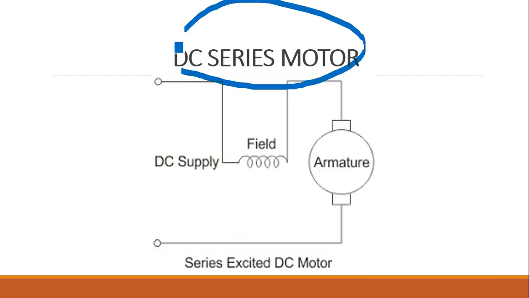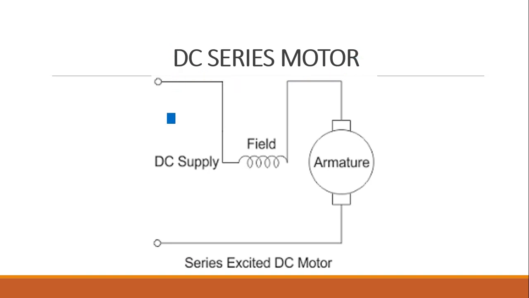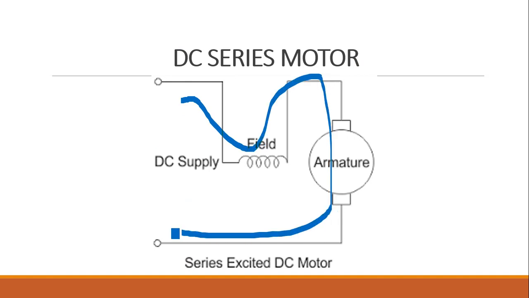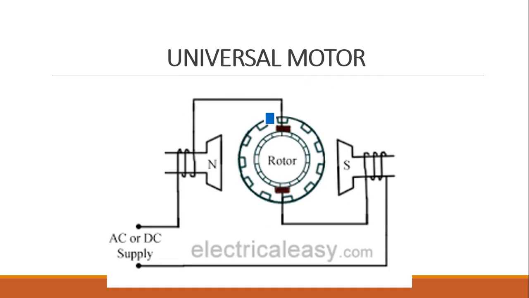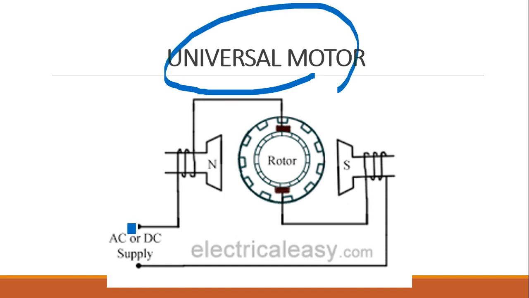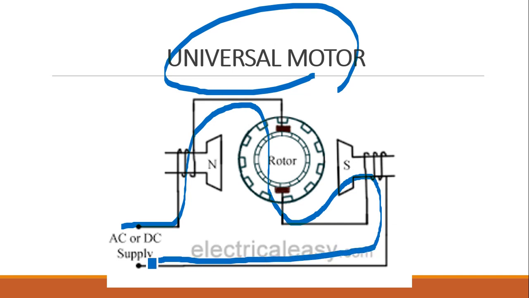DC series motor, we will be seeing the circuit diagram like this. We know a DC supply has to be given for the DC motor, and it has a field and an armature in series. And for the universal motor, what happens? It has the same coils and the rotor, and the circuit looks very similar. For the universal motor, the only difference is that it works on both AC and DC supply.